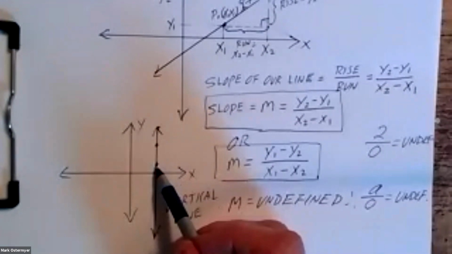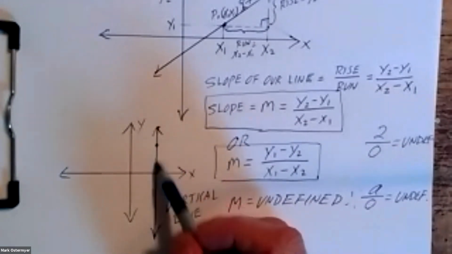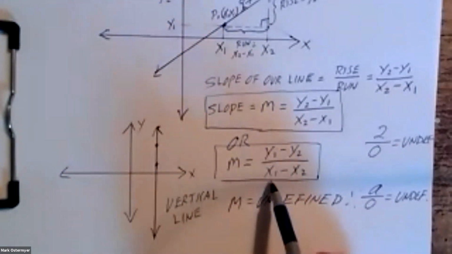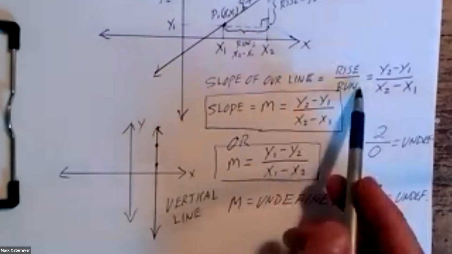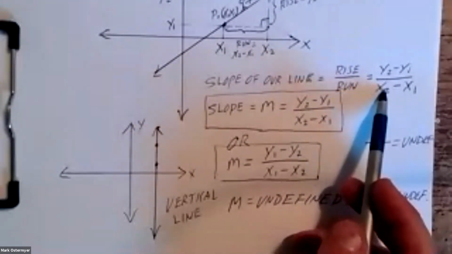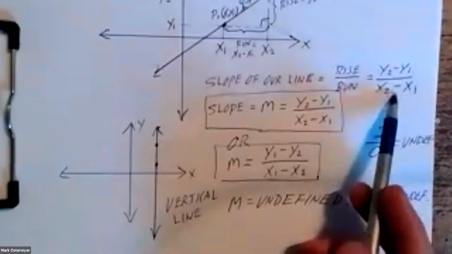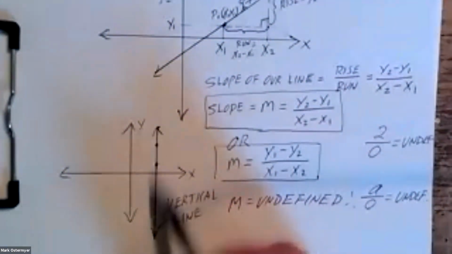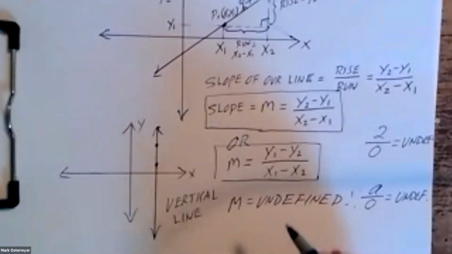So vertical lines have undefined slopes because with vertical lines, as you move from one point to another point on them, there is no horizontal change. It's all vertical change. There is no run for vertical lines. And that's why the denominator of the slope formula is 0. And anything divided by 0 is undefined. So vertical lines always have undefined slopes.